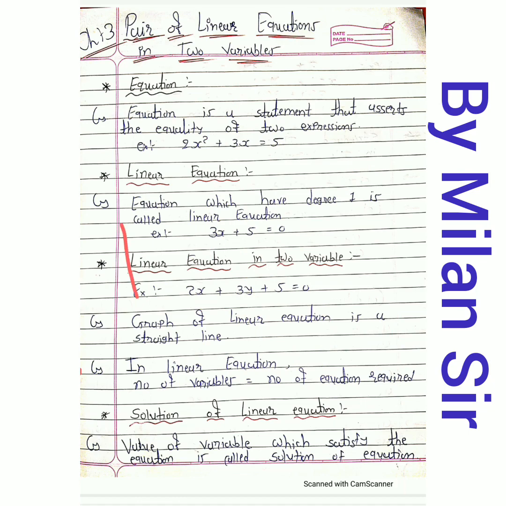Now the graph of a linear equation is always a straight line, right? If we draw the graph of a linear equation, it is always a straight line, and that's why it is called linear equation. Then for finding out the solution of a linear equation, I will explain after this topic.